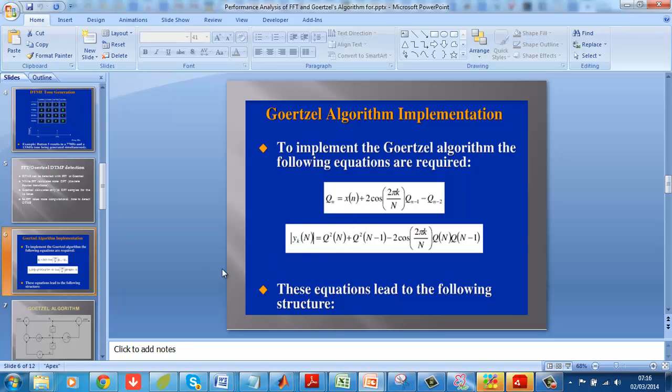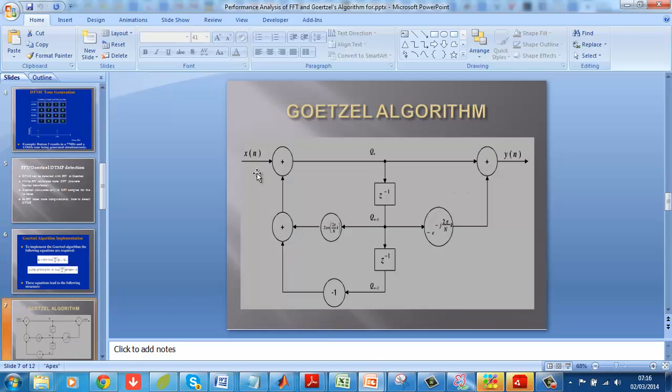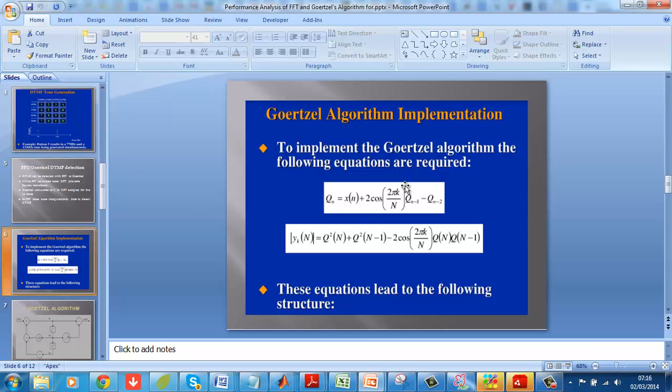So based on these equations, we have this particular Goertzel filter structure. This is like the Goertzel filter. So you have the input here, the input signal. You have the output that is detected. Now this whole block is a representation of these equations here.